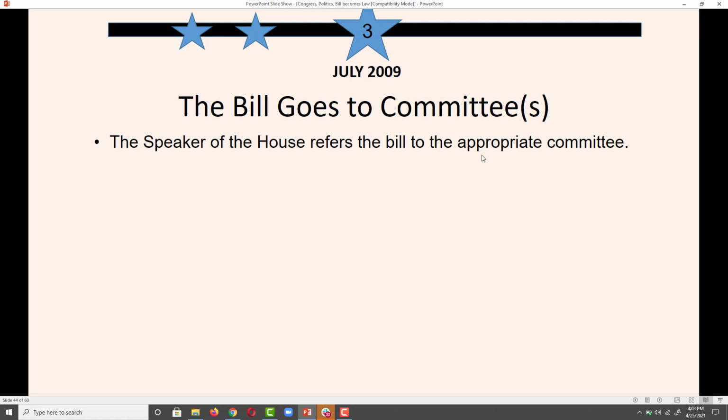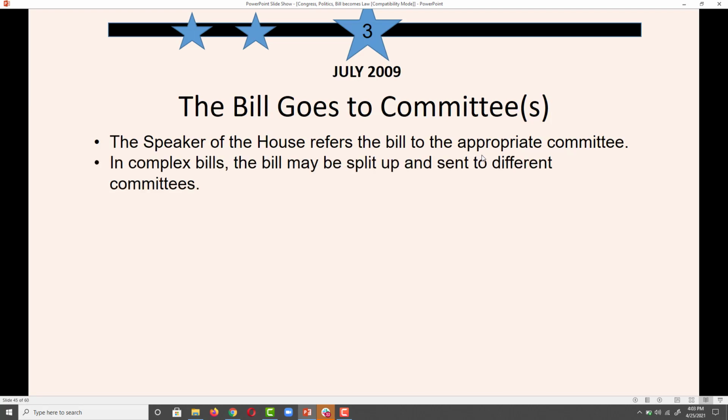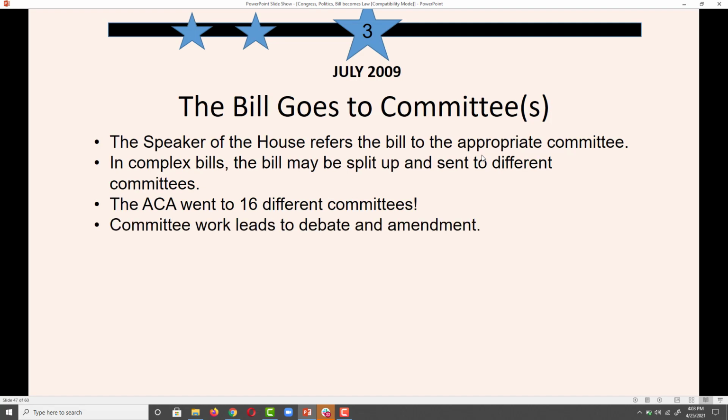Okay, the bill goes to committees, and the speaker refers it to the appropriate committee. In this case, committees. All right, this is a complex bill. 16 different committees. Oh my Lord. So committee work leads to debate and amendment of the bill. Okay, and these are bipartisan committees. All right, these are both Democrats and Republicans, and each committee is trying to hammer out different versions of this bill. And ultimately, there'll have to be some coherence of this bill moving forward, right? You just can't have different committees with different bills. So once it gets then to the House, you need to make sure everyone's on board with a singular version of all those amendments.